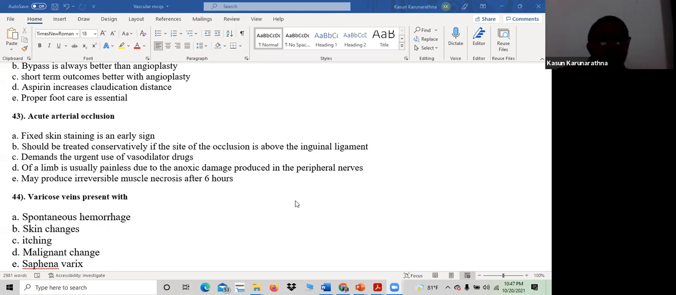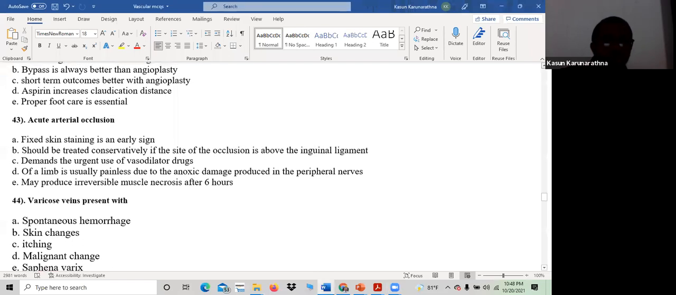Right. Then, the statement that acute ischemia of a limb is usually painless due to anoxic damage to the peripheral nerves, again, it's false. It will be very painful, no? It is ischemia. May produce irreversible muscle necrosis after 6 hours. Yes, that is true. Okay, right.